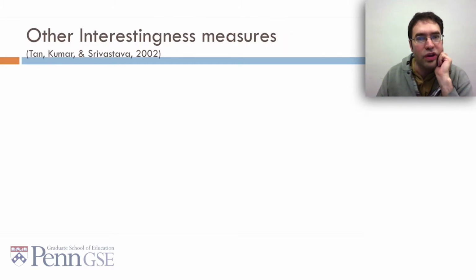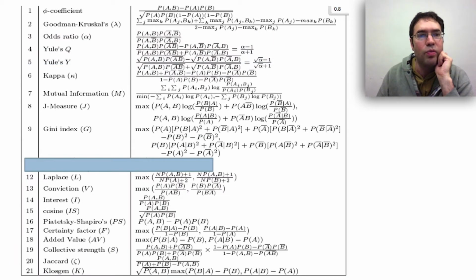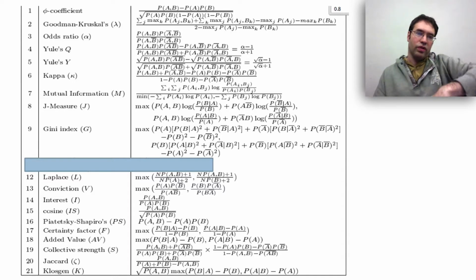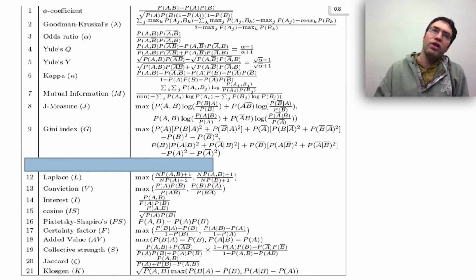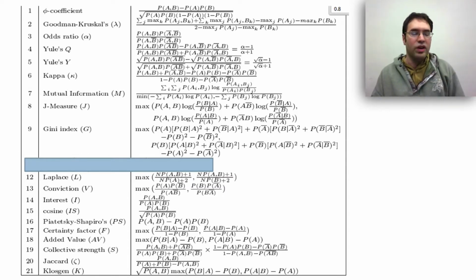There are other interestingness measures. Tan, Kumar and Srivastava talk about 21, although one of them actually turns out to be identical with something we've already seen before, so I left that one out. And there's a bunch of them. Again, cosine and lift have been recommended by Merceron and Yosef. If you know what you're doing, maybe you want to look at the Gini index. Maybe you want to look at Yule's Q. If you don't, I would say go with what Merceron and Yosef say. It's a reasonable rule of thumb.